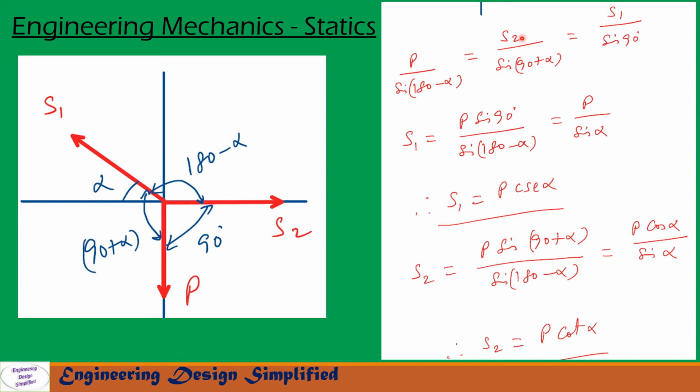Similarly, from first and second terms, we can write S2 equal to P sine (90 plus alpha) by sine (180 minus alpha). So sine (90 plus alpha) can be written as cos alpha, and sine (180 minus alpha) can be written as sine alpha. So we know that cos alpha by sine alpha is cot alpha. So S2 is P cot alpha.